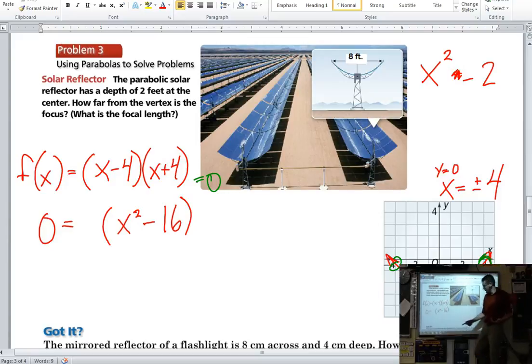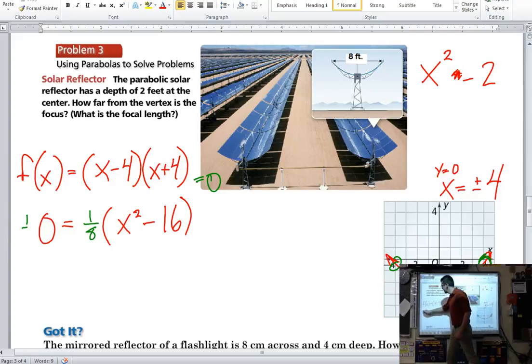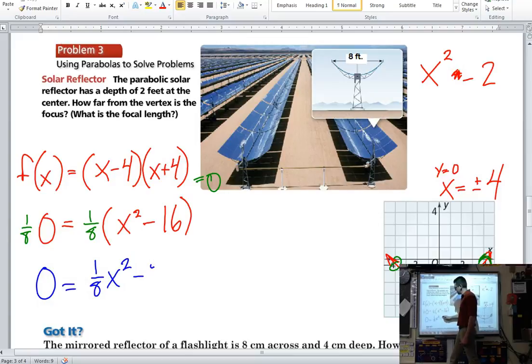So if we multiply on both sides by 1/8, then we still have 0 equals 1/8 x squared minus 2. Now, when I plug in 4 or negative 4 for x, x squared gives me 16. 1/8 of 16 is 2. 2 minus 2 equals 0. That is my function.